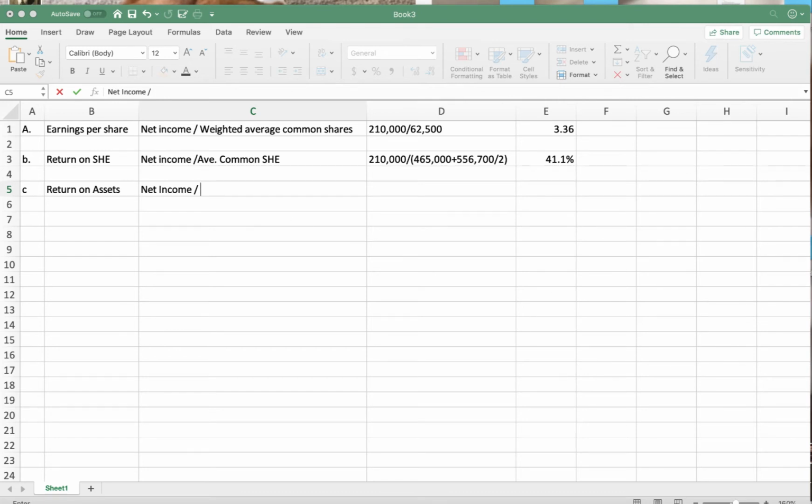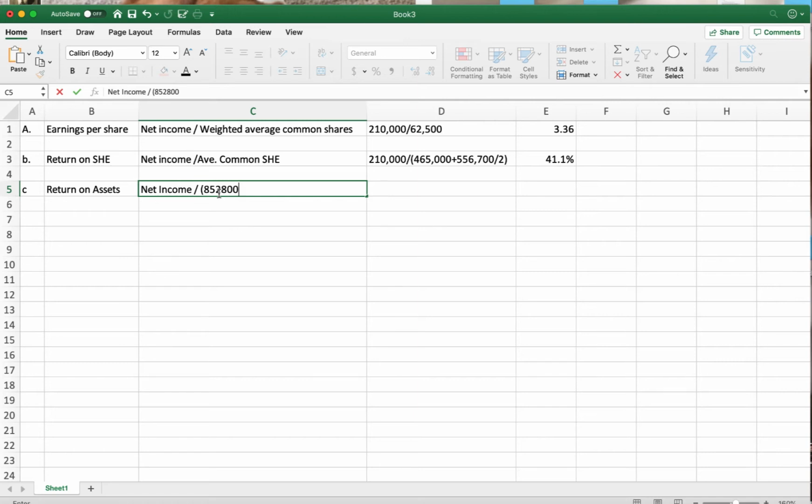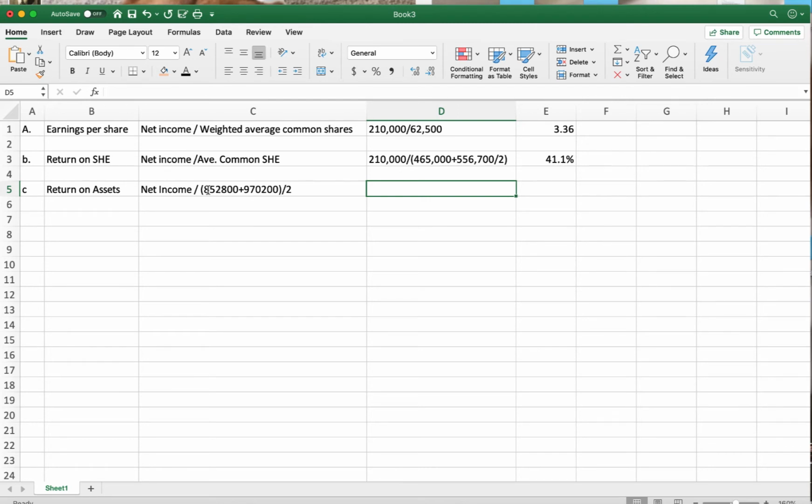So I'm just basically going to add up the assets and divide by 2. Super easy to do, right? So I'm going to take, let's see, $852,800 plus my $970,200, divide by 2, and that will give me, oh, I'm so sorry. Just bear with me here for a second. Let me fix this. Okay.